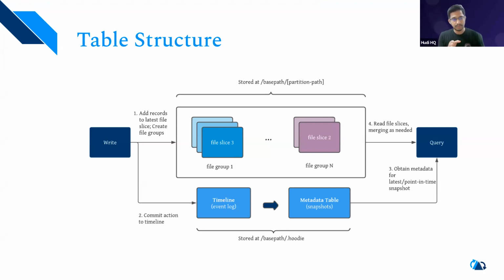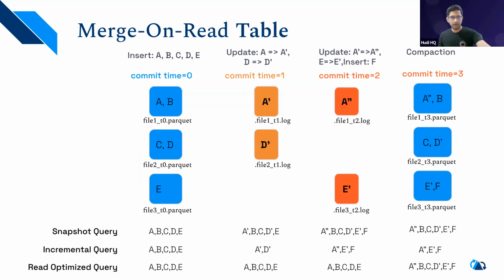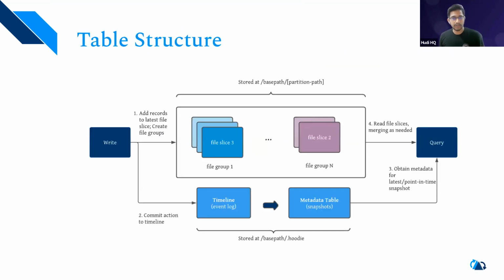And when you write some records, it essentially writes for each file group, as you can imagine in copy on write, going back here, right? All of file one underscore T0, T1 underscore T2, all these things that start with file one, they all belong to file group one. And then what we call a slice is every version of a base file, right? So updates generally write records to the latest file slice, and then we commit to an event log or a commit log that we have.